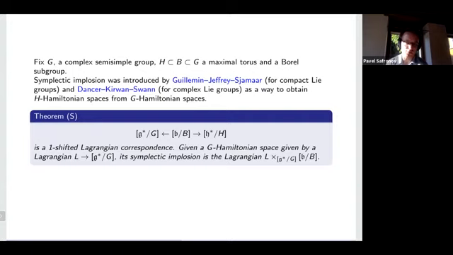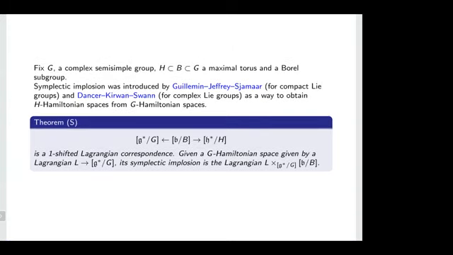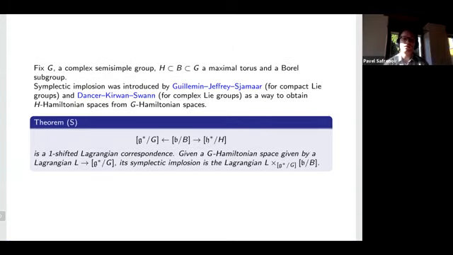You'll see also in a second the more classical description of this middle guy. All right. So okay, so this is a natural one-shifted Lagrangian correspondence. So what can you do with Lagrangian correspondences?